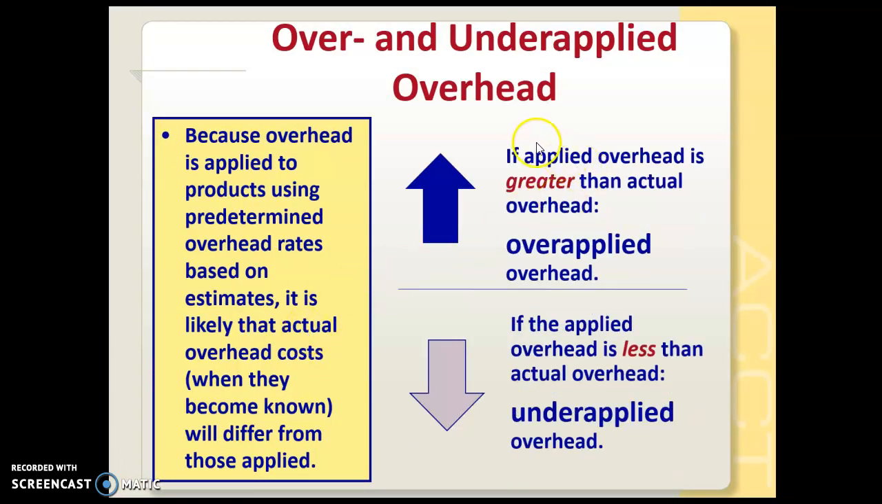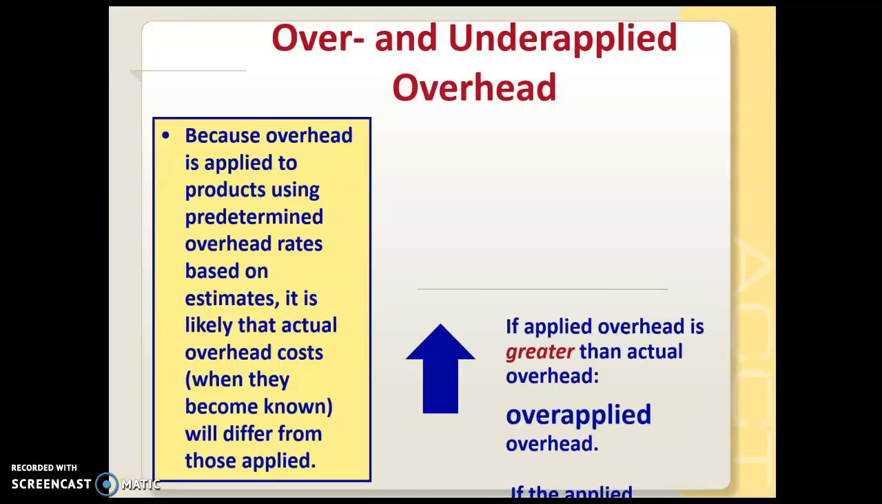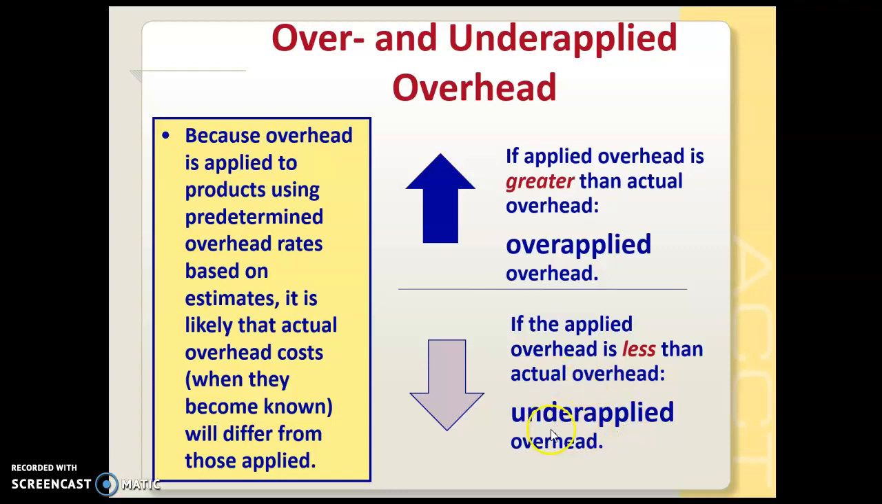Okay? If the amount of overhead that you applied is more than the actual overhead that you have, then you have over-applied the overhead. If the overhead you applied is less than your actual overhead, then you have under-applied overhead. So when we look back at this T account that we were looking at, the actual is 102, what we applied is 101. So we applied less than our actual, okay? So we under-applied overhead by $750.